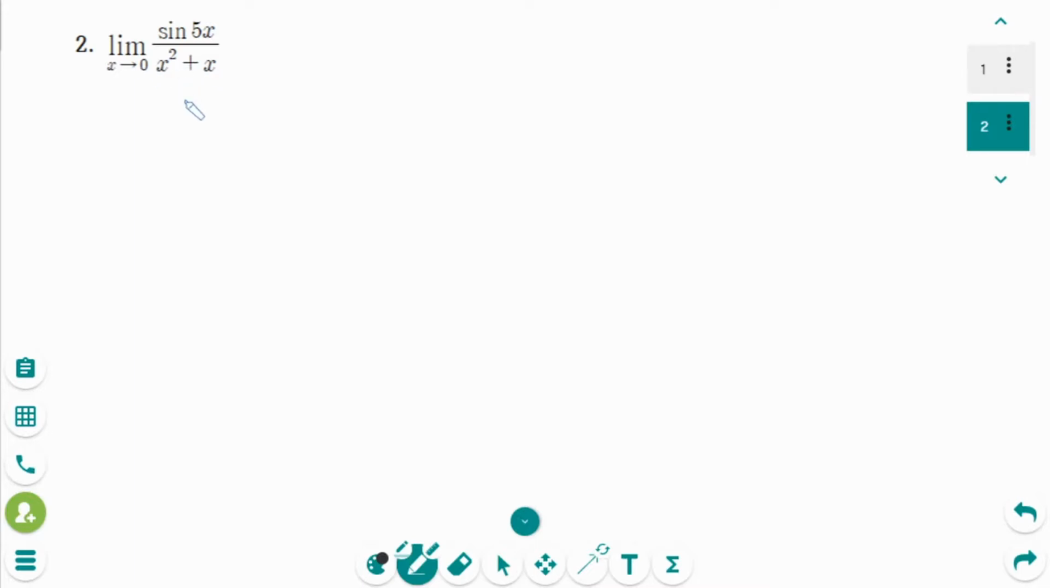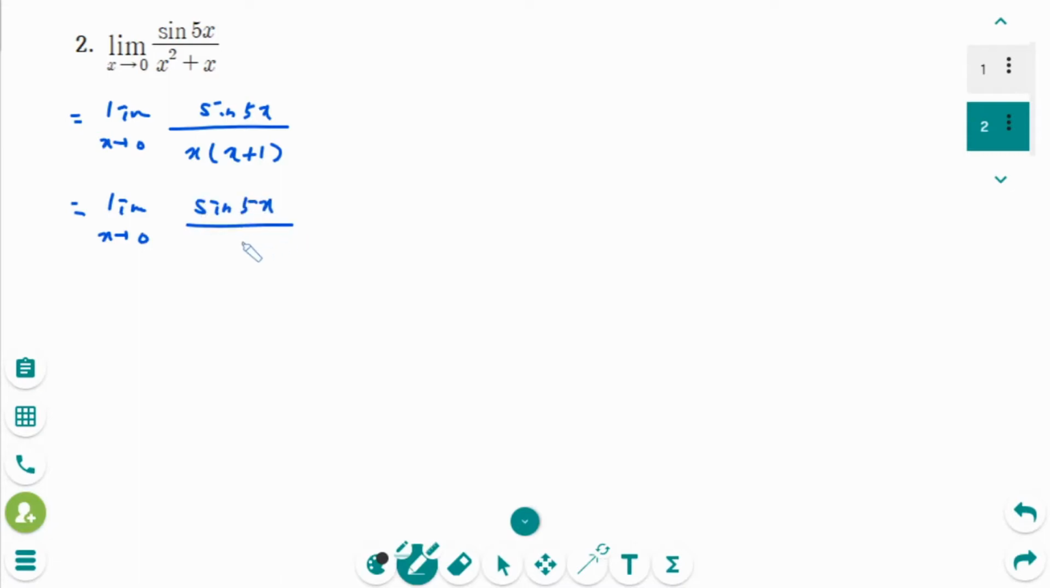This is the next question. The denominator can be factored. Keep the numerator part, and then denominator take out x, then x plus 1. Then we can rewrite as limit as x approaches 0 sine 5x over x times 1 over x plus 1. Use the limit law. Keep the first limit, then times limit as x approaches 0 1 over x plus 1.